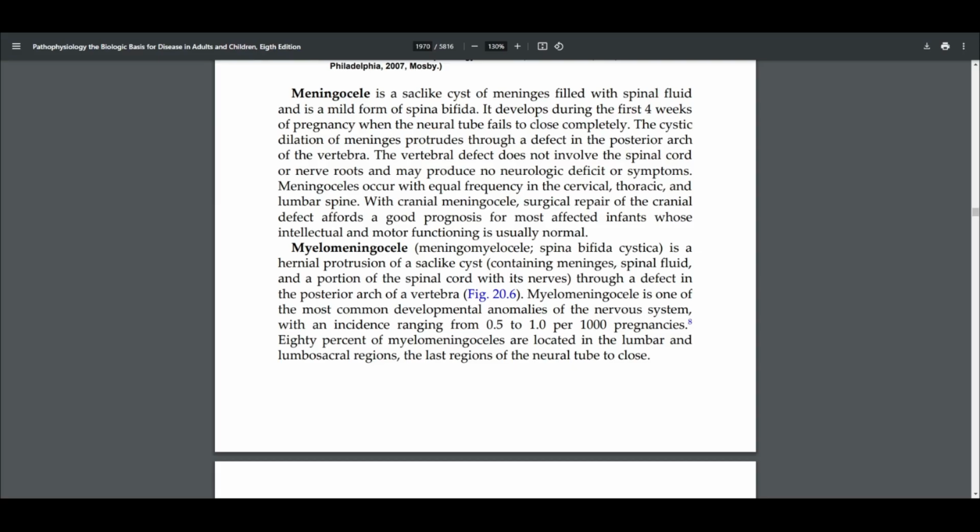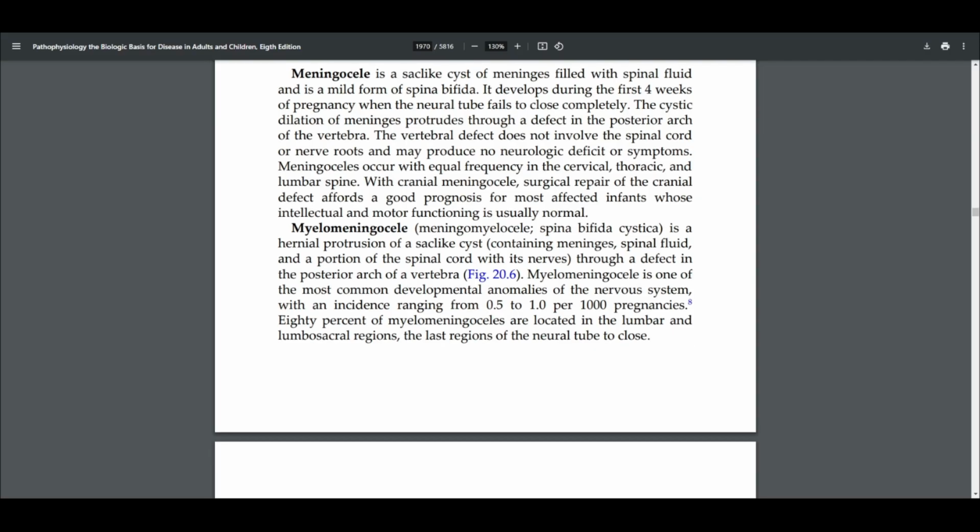Myelomeningocele is one of the most common developmental anomalies of the nervous system, with an incidence ranging from 0.5 to 1 per 1,000 pregnancies. 80% of myelomeningoceles are located in the lumbar or lumbosacral regions, the last regions of the neural tube to close.